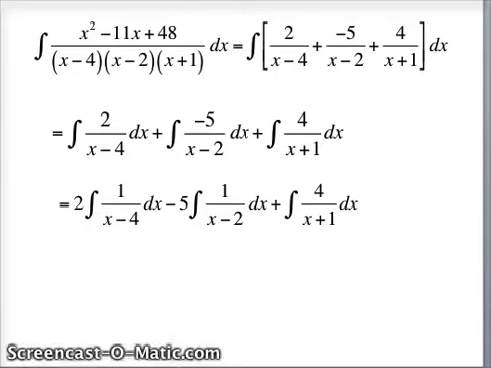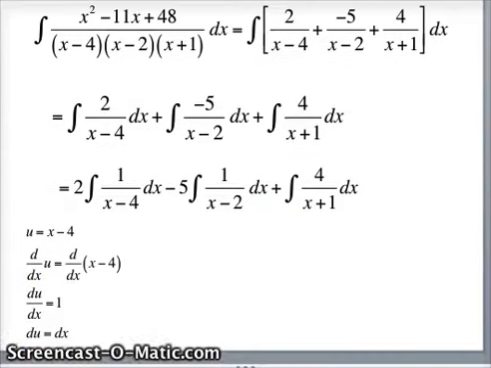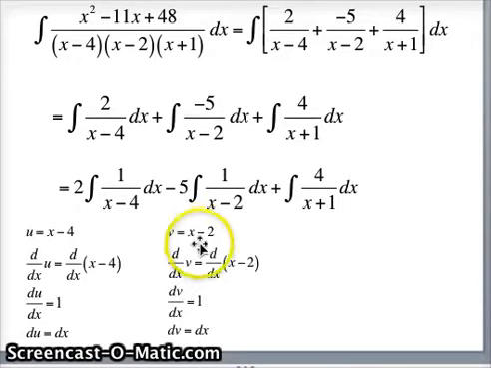And at this point we have to do some substitution. So how about u is x minus 4, v is x minus 2, w is x plus 1. If u is x minus 4, the derivative with respect to x of u is the derivative with respect to x of x minus 4. So du dx is 1, du equals dx. Similarly, for our second case, v is going to equal x minus 2. d/dx of v is d/dx of x minus 2. dv dx is 1. dv equals dx.